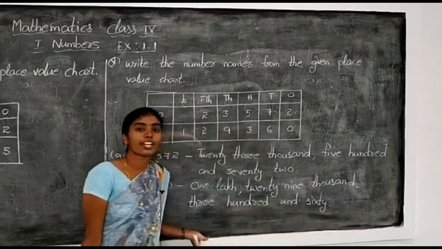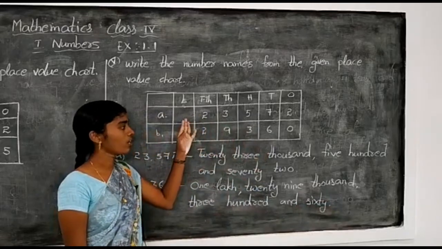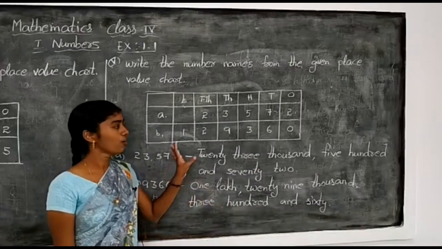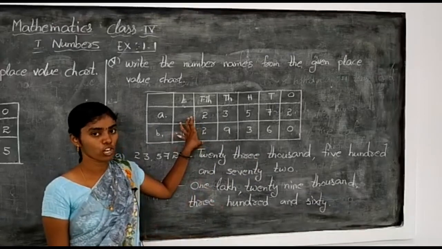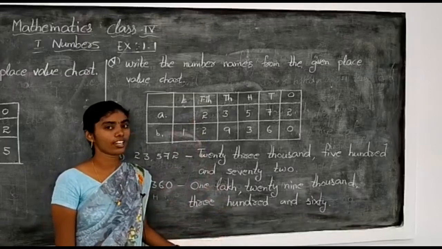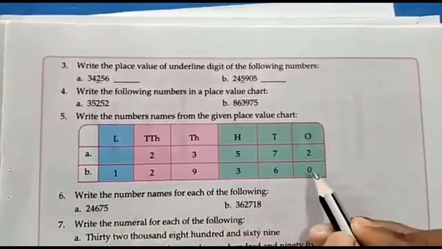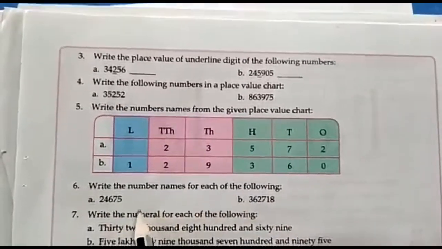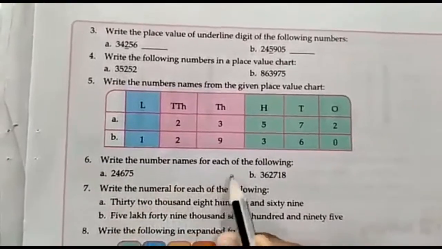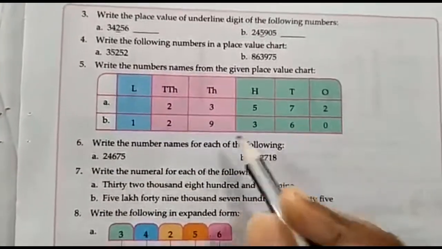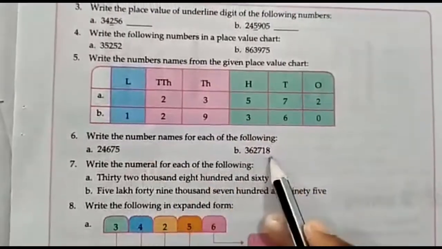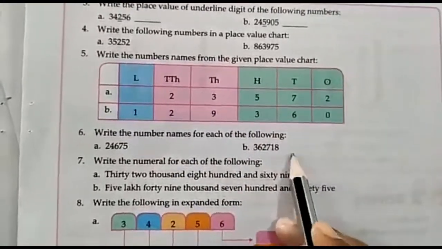Like this you have to write the number names. If the place value chart is given, okay, we have already written like this. If the place value chart is not given, first you have to draw the place value chart. Next you have to write the number names. Already this fifth section we completed on the blackboard. Now you can see the sixth section is also the same. Write the number names for each of the following. Like this you have to adjust the numbers in the place value chart. Next you have to write the number names on your own in your notebook.